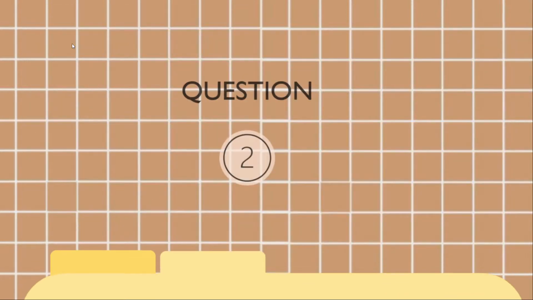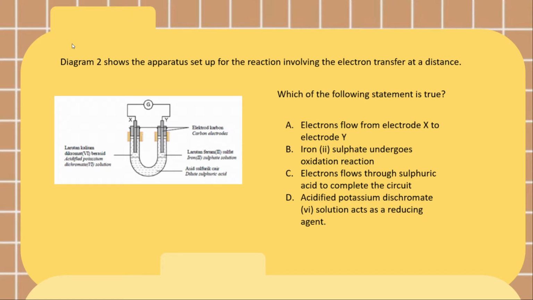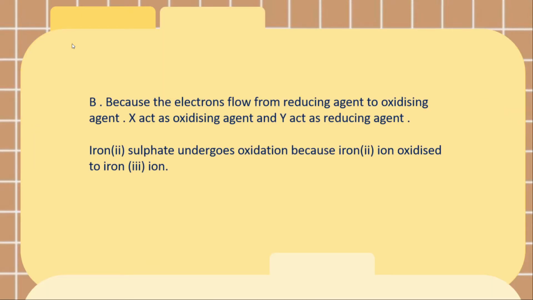Question 2. Which of the following statements is true based on the diagram? The answer is B, because the electrons flow from the reducing agent to the oxidizing agent. X acts as the oxidizing agent and Y acts as the reducing agent. Iron(II) sulfate undergoes oxidation because the iron(II) ion is oxidized to the iron(III) ion.